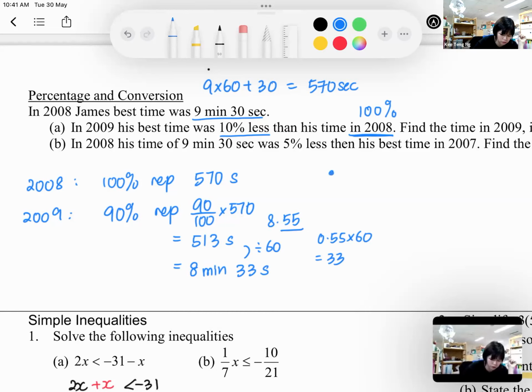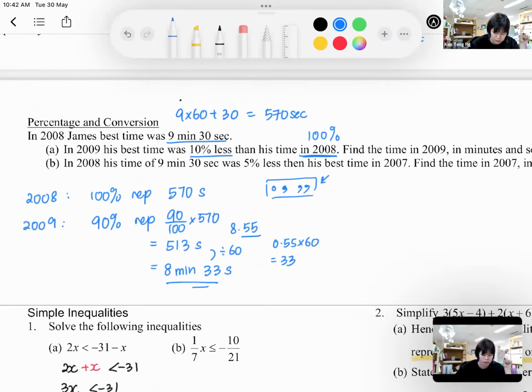Alternatively, you can use the calculator function. There's this function in your calculator. You can take 513 divided by 60. Then you press that button. Then you press this button over here directly, and it changes the answer directly to 8 minutes 33 seconds. Is that right? Okay, next part B.